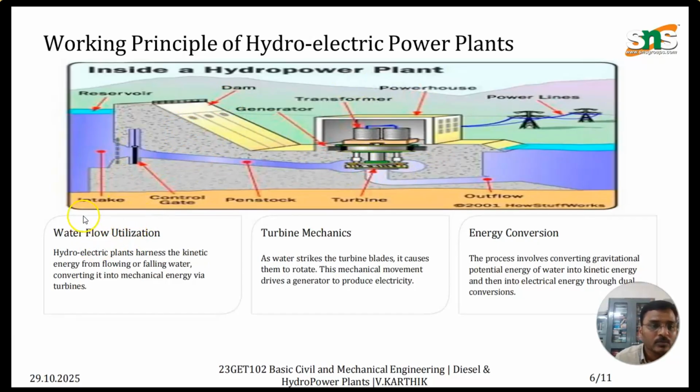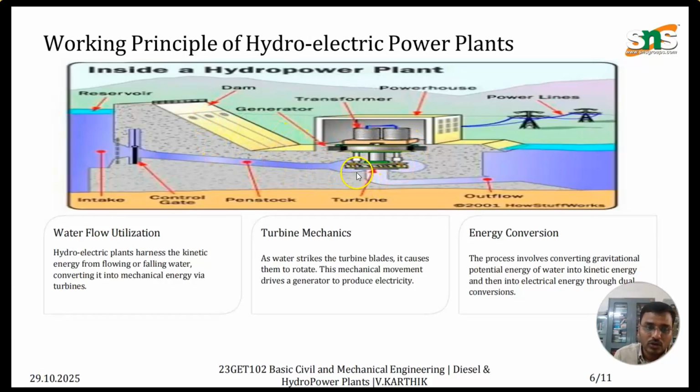We'll see here the water flow utilization. Hydroelectric power plants harness the kinetic energy from flowing or falling water, converting it into mechanical energy with the help of the turbine. In the diagram, the water flows from the penstock after the opening of the control gate. While it moves, the potential energy converts into kinetic energy. That water flow enters the turbine. This is the turbine here.